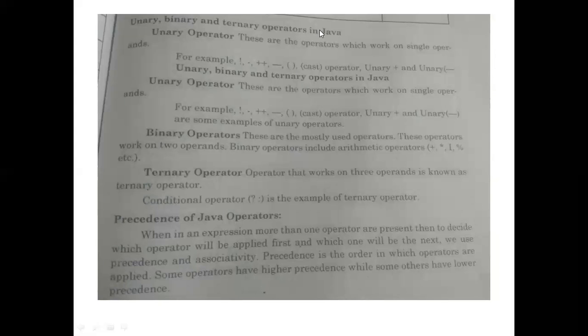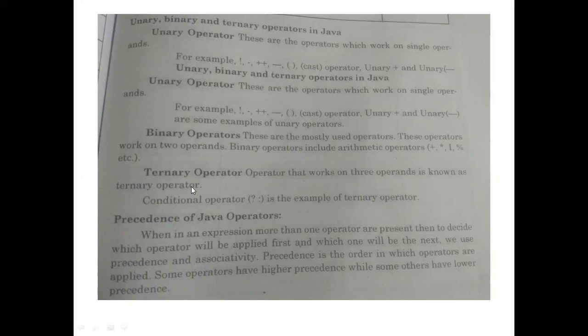Next is unary, binary, ternary operator. Unary operator, the operator which takes only one operand is known as unary operator. So these increment, decrement operators are known as unary operators. The exclamation mark, that is logical not, is also a unary operator. And binary operator is one which takes two operands. Suppose a plus b, a minus b. This operator takes two operands. That's why it is called a binary operator. Addition, subtraction, multiplication, division, modulus, float division, all are binary operators.